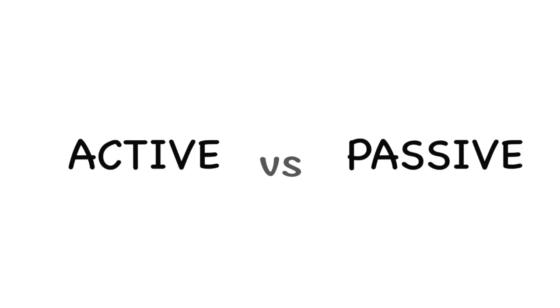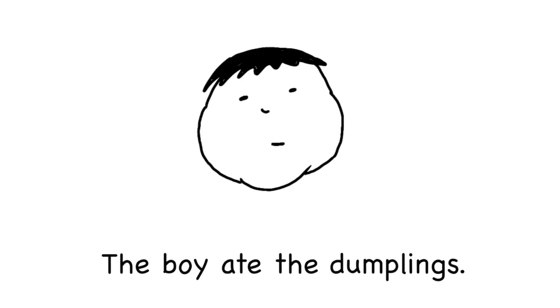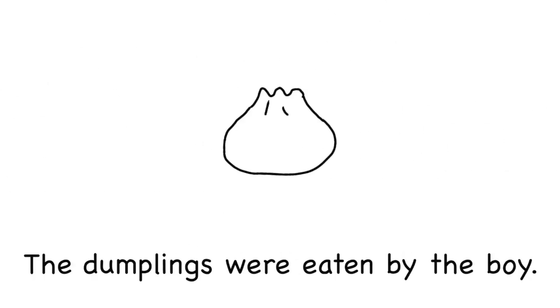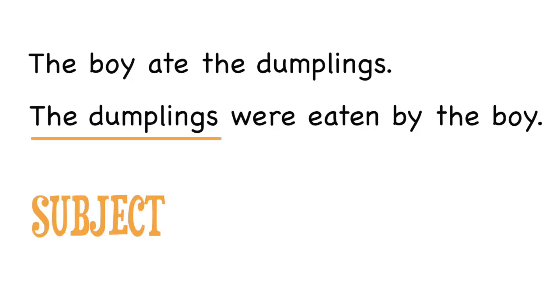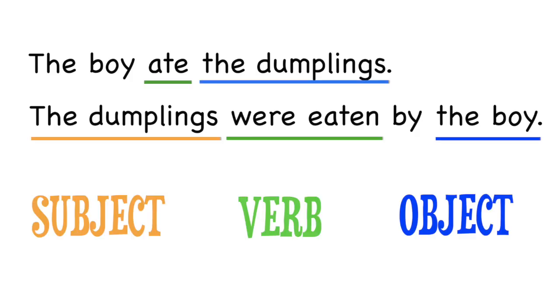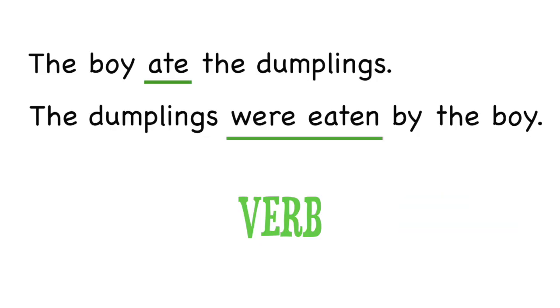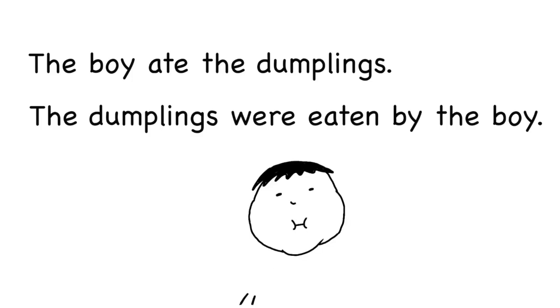Let's take a look at these two sentences. The boy ate the dumplings. The dumplings were eaten by the boy. The two sentences are similar in many ways. They are both simple sentences containing a subject, a verb, and an object. They both use different forms of the same verb. The verb tense is the same, the past simple, and they both have the same general meaning: a boy ate some dumplings.